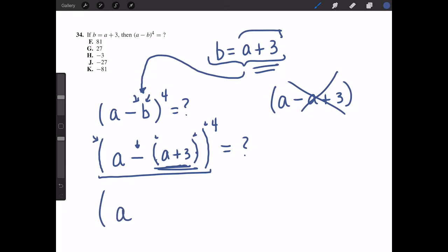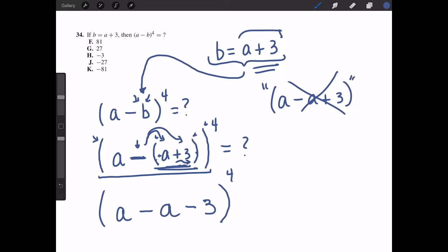We say big parentheses, a. Now, when you subtract a positive a, you're subtracting a. But when you subtract and adding 3 here inside, you're considering the fact that you're distributing that subtraction operation inside all of the terms inside that parenthesis set. When you subtract an adding 3, you're subtracting 3 as well. Now you close that big parenthesis and raise that to the fourth power.